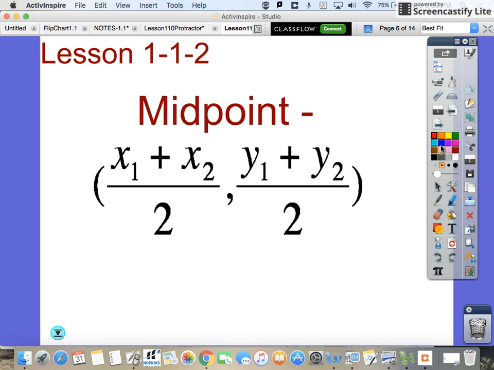So the first thing that we do is we average the x values. And remember, the way that you average them is to add them up and then divide by how many there are. So if we're adding two things, we just divide it by 2. After that, we average the y values.